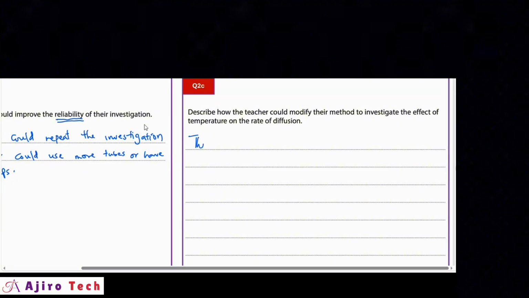So the teacher will have 2 different temperature values.